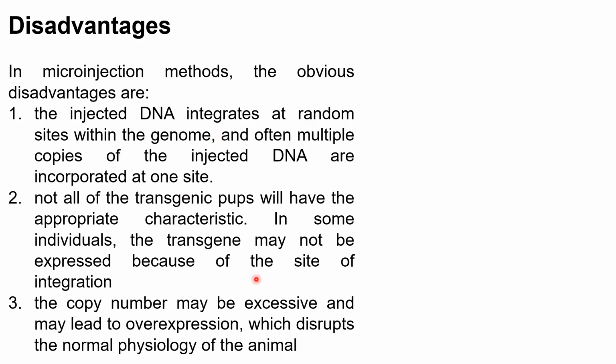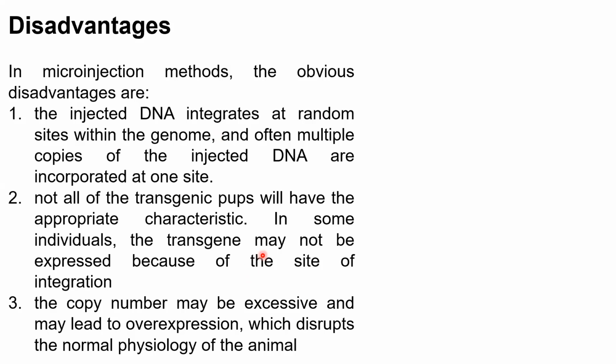Again, same problem. You will not find them in all of the pups and all of the young ones, because in some cases the transgene will not be expressed. What's the reason? It could be integrated in a wrong place. So it's all about chance. And then the copy number may be excessive, and that may lead to overexpression. So you do not want overexpression.